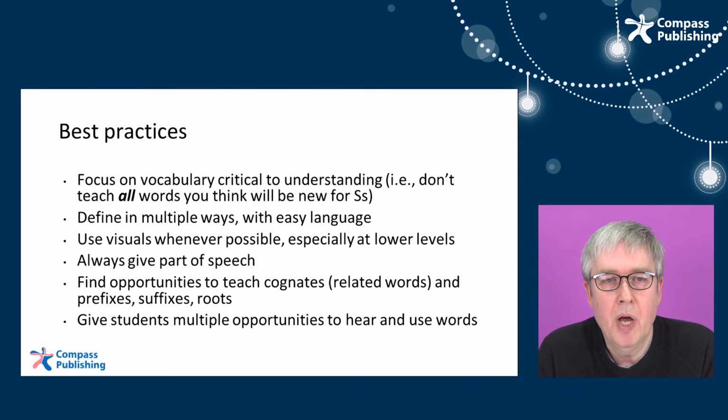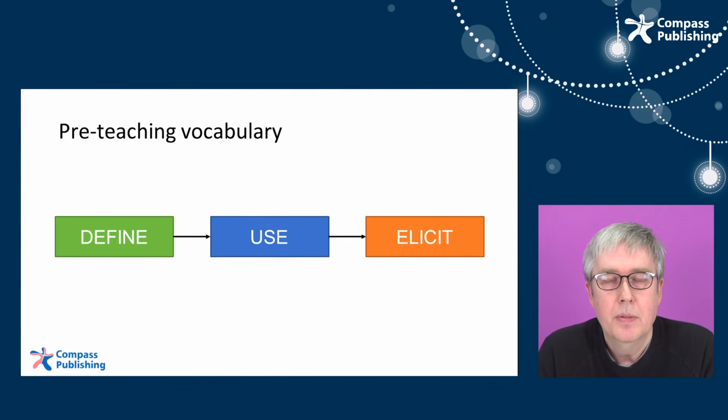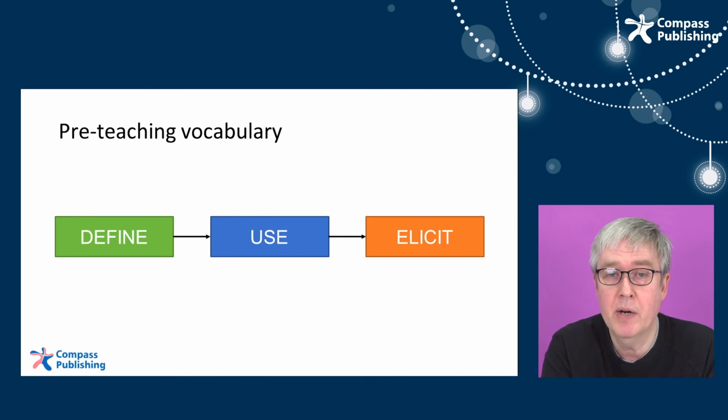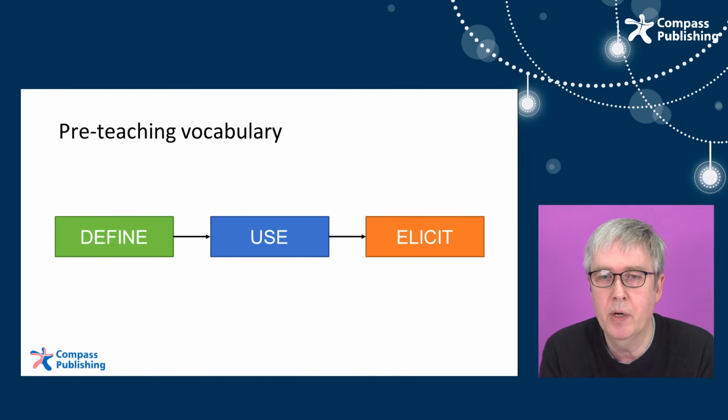Give students multiple opportunities to hear and use the words. So when I teach vocabulary, I usually recommend that teachers keep these three strategies in mind, or this loop in mind. So define the word, or even better, get the students to define the word. Ask them what they think it means. This builds up what we call the web of meaning. They use other words in English to define the new word, and that creates linkages between the words, so it builds up their web of meaning.